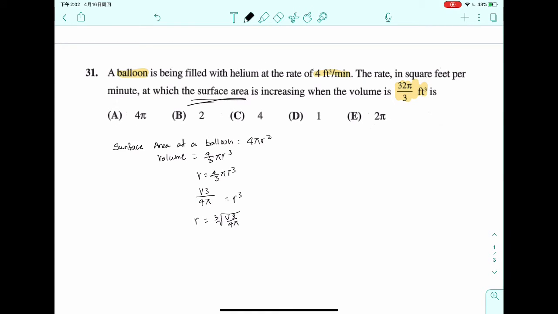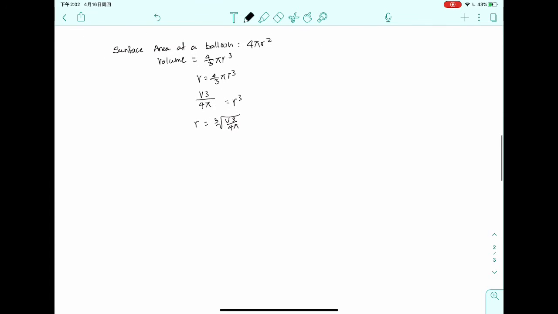After I found my radius, I changed my surface area into a function of volume, plugging in my volume formula into my surface area formula. What I did next was I applied implicit differentiation to my function. So on the right hand side, I can see that this part of the function can be applied with chain rule to find the answer.